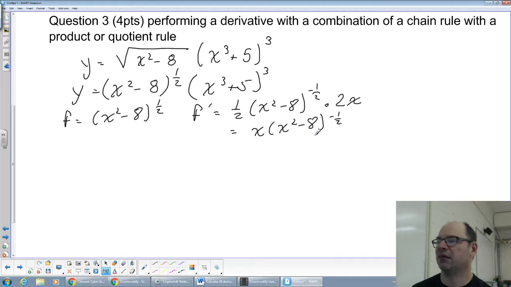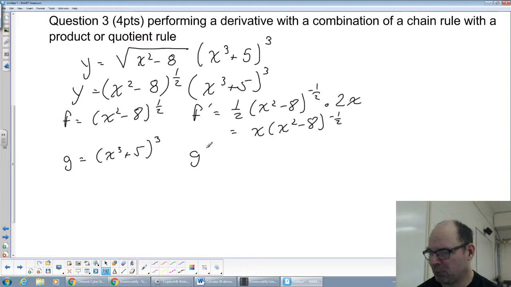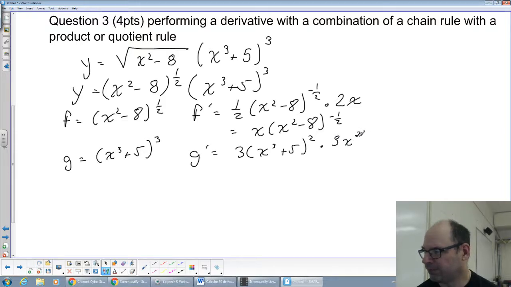Okay, so that's that part. Now if I do g, being the second part, g prime is going to be 3 times that whole expression squared times the derivative of what's inside. So this would be 9x squared times all this.